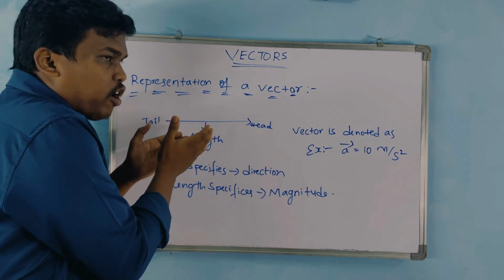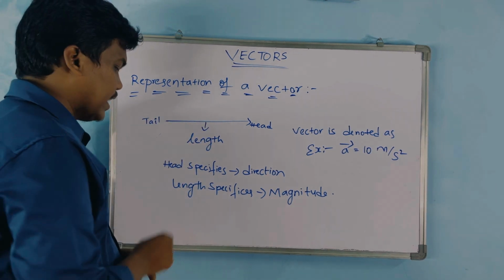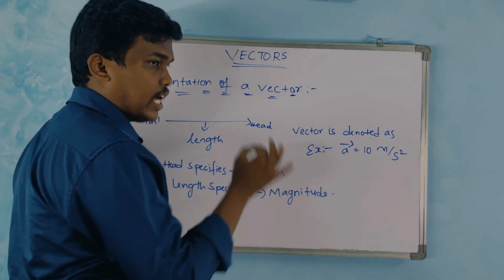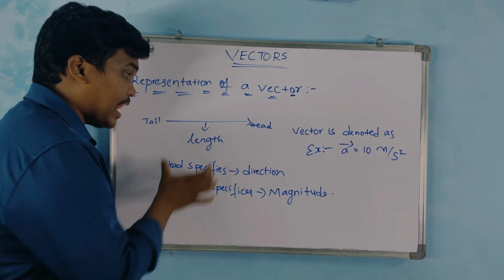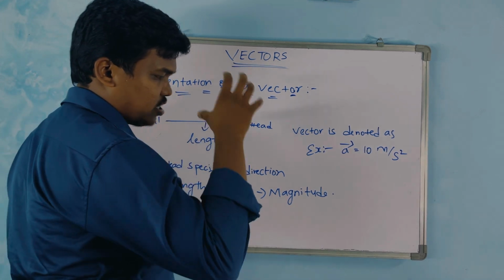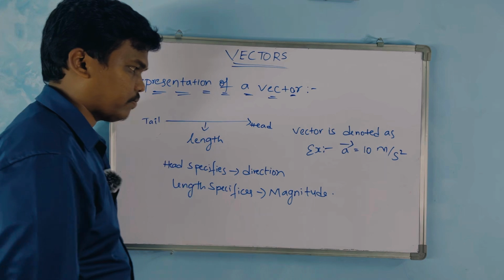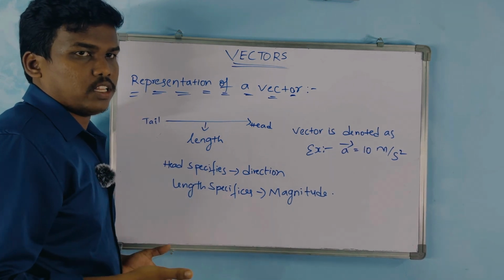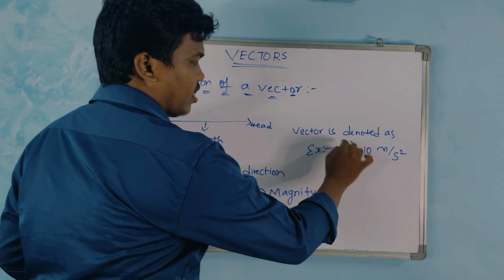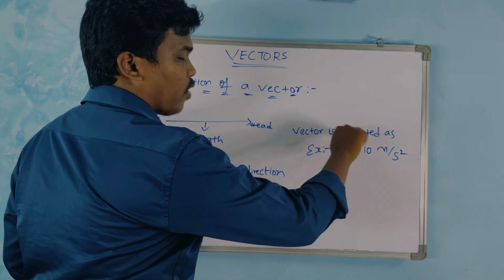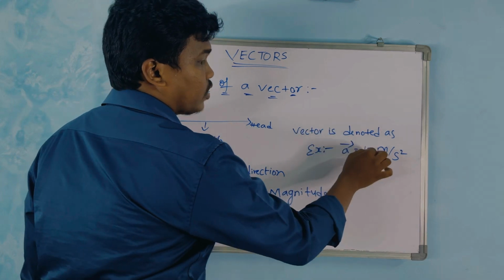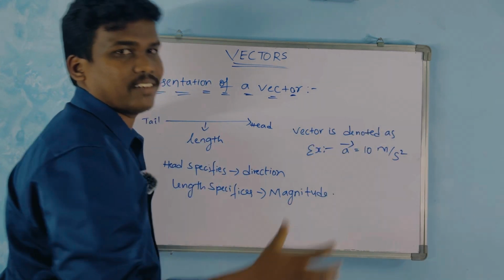Why do we show a vector as an arrow? Because the head represents the direction of the vector quantity, and the length of the arrow represents the magnitude of that vector. For example, how do we denote a vector? Vector is denoted like this: a means acceleration, and above it there is an arrow mark. That specifies that acceleration is a vector quantity. That is equal to 10 meter per second squared.